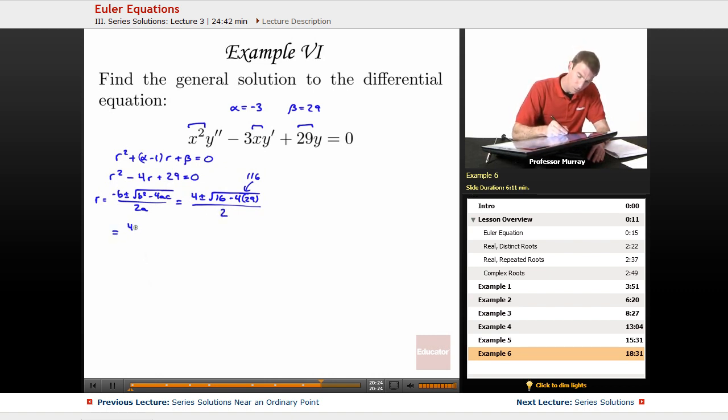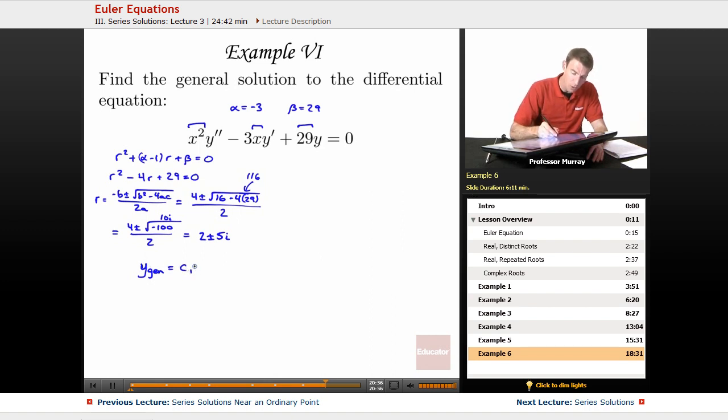So that's 4 plus or minus the square root of negative 100 over 2. Now, negative 100, the square root of that is 10i. So this is 4 plus or minus 10i over 2. So 2 plus or minus 5i.